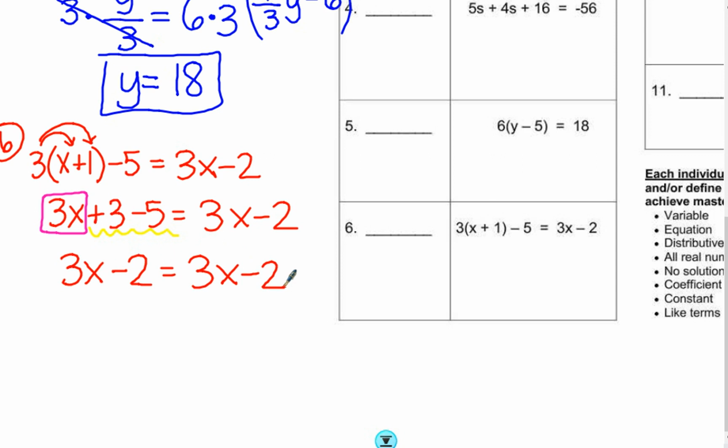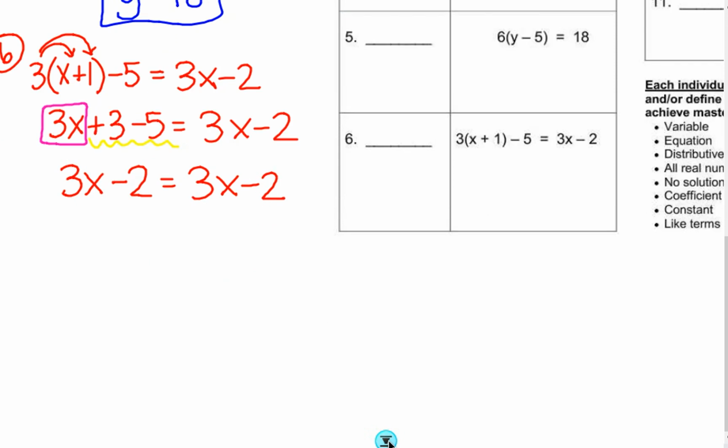3x minus 2. So hopefully right here in this step, you're making an observation and you're like, hey, the left side is the same as the right side. So hopefully you have some little red flags going off and you're being told in your mind that's an all real numbers case, all right? Well, let's say you didn't quite recognize that. You maybe decide to move your x's over here and your numbers over here. So we'll subtract 3x, subtract 3x.